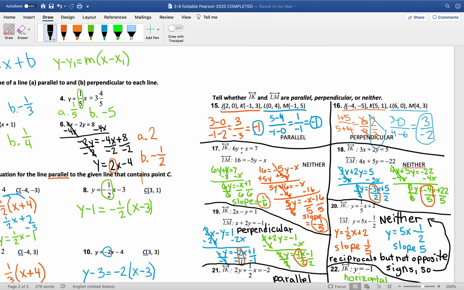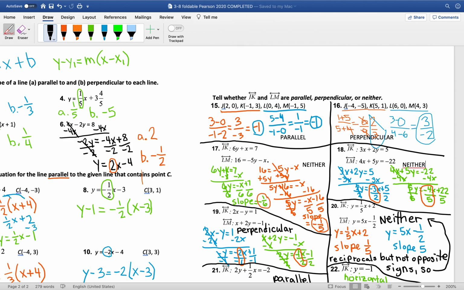17, I started by solving 6y plus x equals 7 for y. Started by subtracting x from both sides, and that gave me 6y equals negative x plus 7. Then I divided all terms by 6. So I ended up with a slope here of negative 1/6.